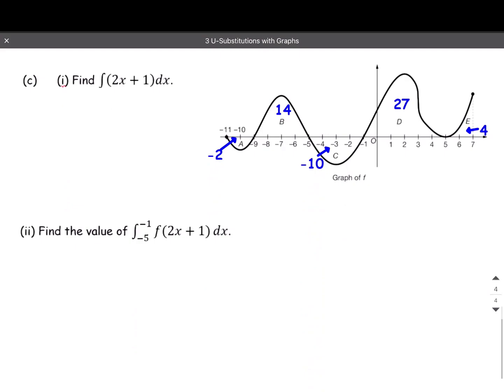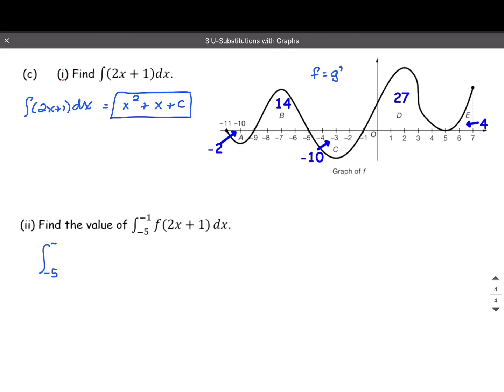Okay, same problem, guys, but now we want the integral of 2x plus 1 dx. Well, that's just the antiderivative of 2x is x squared, plus the antiderivative of 1 is x, plus don't forget your constant. Nice and easy, right? Okay, now we want the integral from -5 to -1 of f of 2x plus 1 dx. Now we have an outside and an inside.